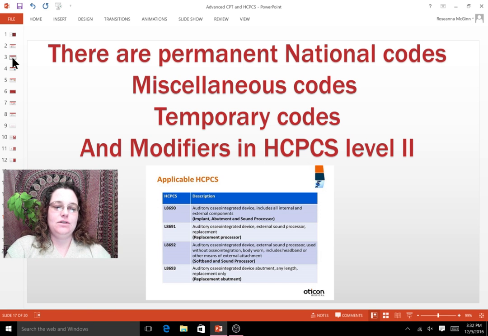So you can see at the bottom here are some examples of HCPCS codes and what they look like. L8690, auditory osseointegrated device, includes all internal and external components, implant, abutment, and sound processor. So it breaks it down.